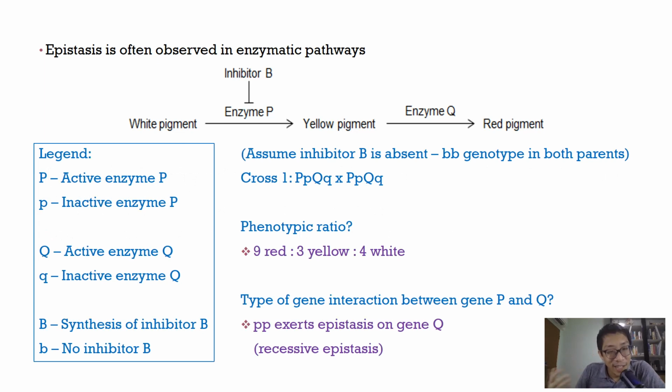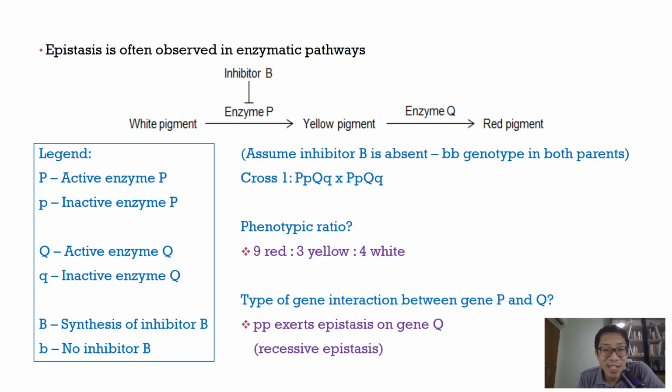In this example, we are looking at three genes involved: two genes coding for the enzymes and one gene coding for the synthesis of the inhibitor. But at any one time we just look at two genes, because to look at three genes together would be too complex. We don't want to try trihybrid inheritance. We just look at dihybrid.